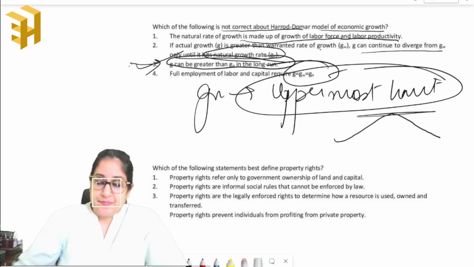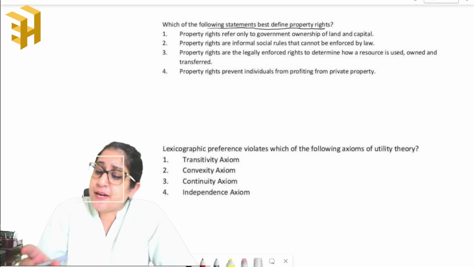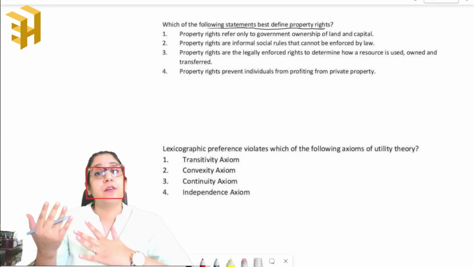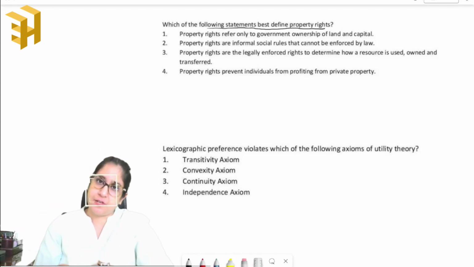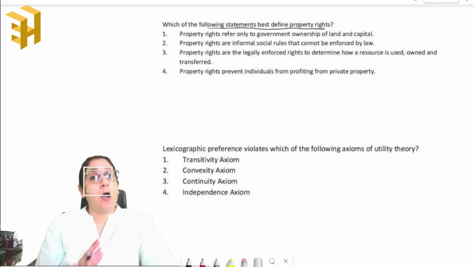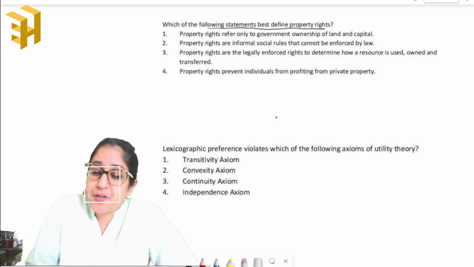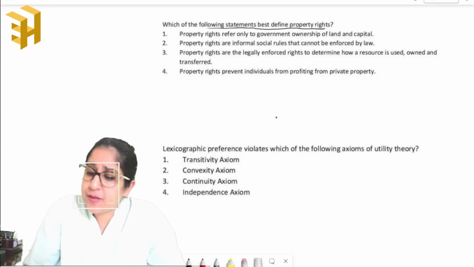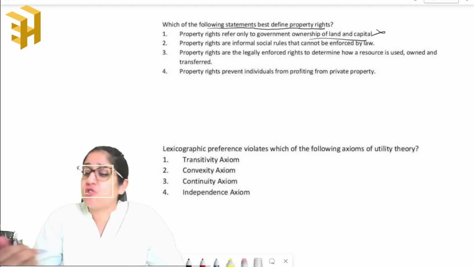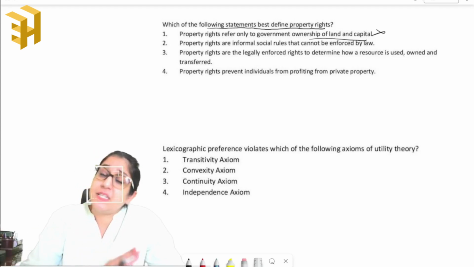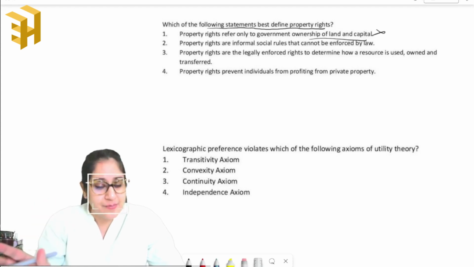Okay. Next question. Which of the following statements best define property rights? Property rights, it's a kind of legal right that you have on your property, be it a house, be it any kind of materialistic object, and it is bound by law. Okay, then let's go through the options. Property rights refer only to government ownership of land and capital? No, private as well, right? So this statement is not true. So property rights are defined by government but private ownership as well.